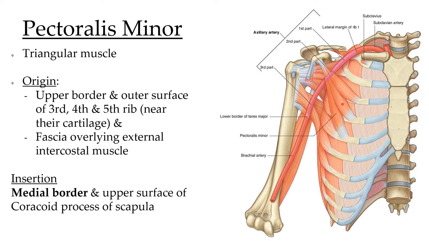The fibers, after taking origin, proceed superolaterally and then form a tendon which inserts over the medial border and superior surface of the coracoid process. Coracoid process is a process present over the scapula.